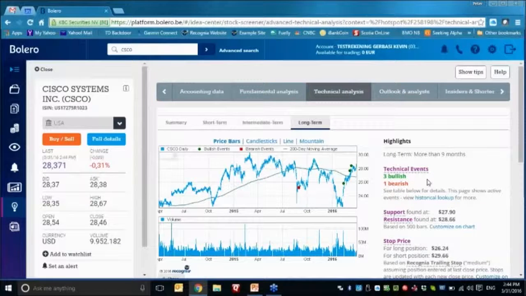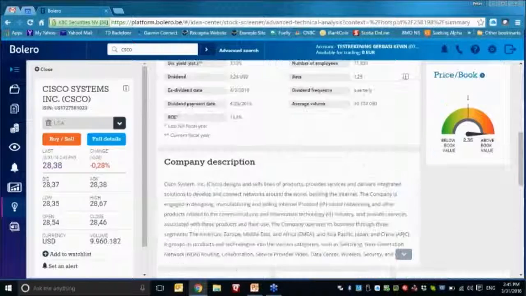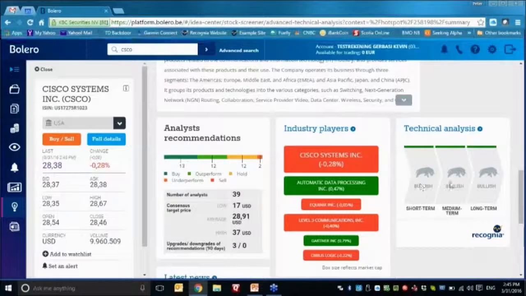So here's an example of a stock that's looking bullish in all 3 time horizons. We have all 3 trends moving in the same direction: short-term trend, intermediate-term trend, and long-term trend. And if I just go back to the summary page, we look at our little technical analysis widget here. Sure enough, it's showing bullish in the short term, intermediate term, and long term. So that's a little bit of a summary of how you might use technical insight as part of your investing and trading workflow on the Bolero site.